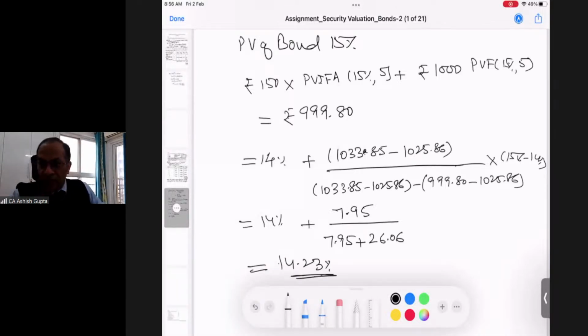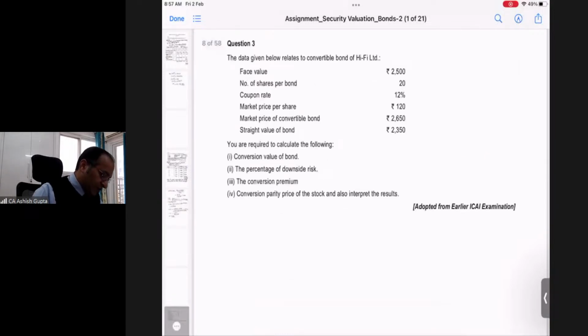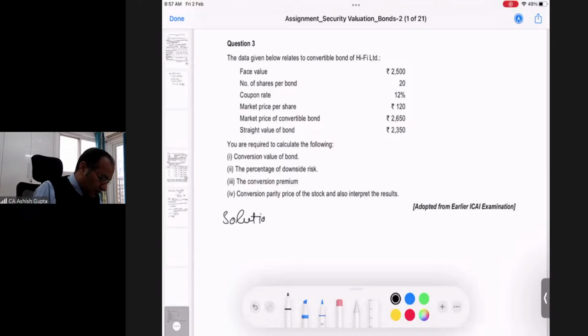Yes, one student has got the correct answer. So, student, I hope now till this point all questions have been clear to you. Now I am coming to the next question, and with this I will make you understand what convertible debenture is all about.